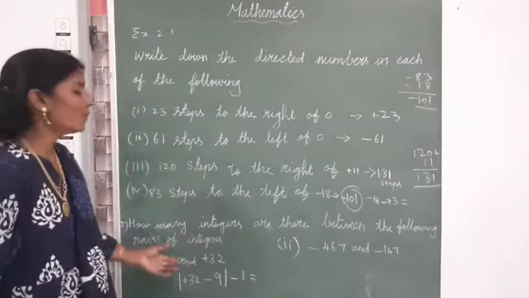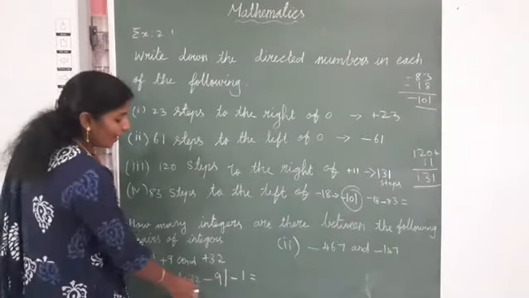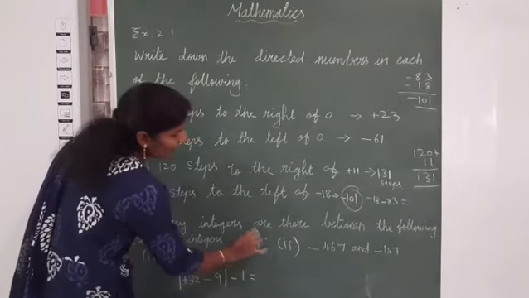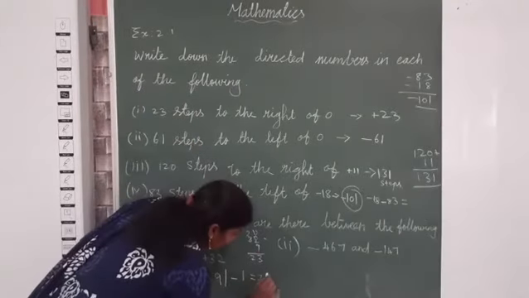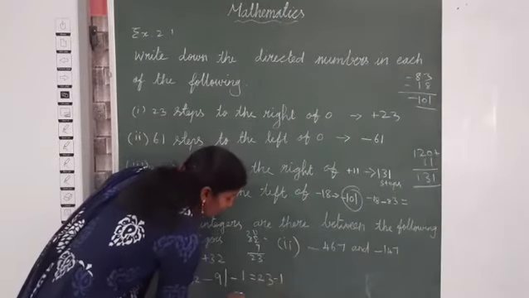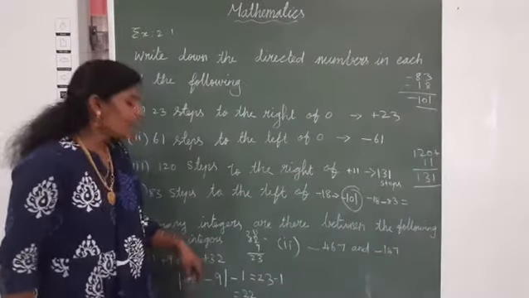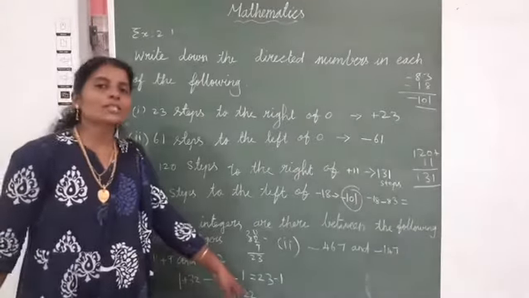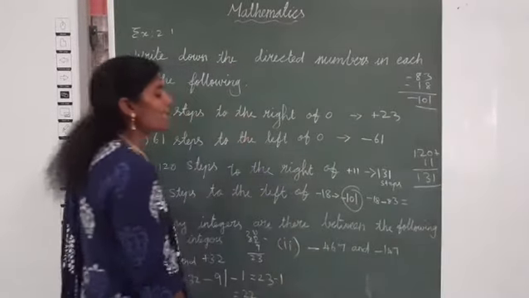Now we will get how many integers between plus 9 and plus 32. 32 minus 9 is 23. The modulus value is always positive, isn't it? 23 minus 1 equals 22 integers lie between plus 9 and plus 32. How many integers lie between plus 9 and 32? 22 integers.